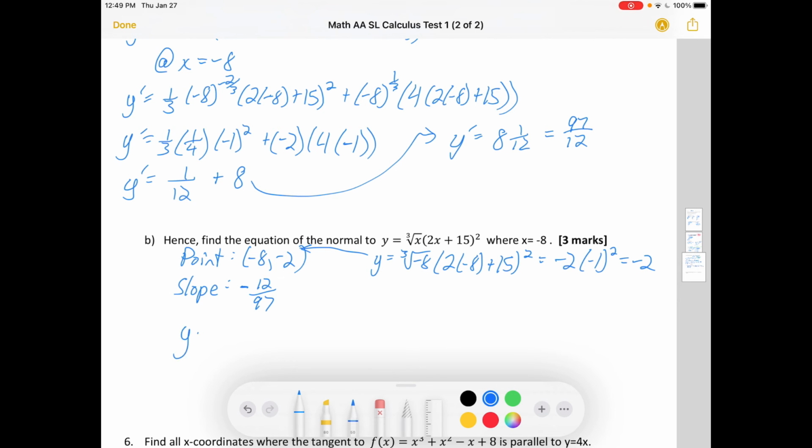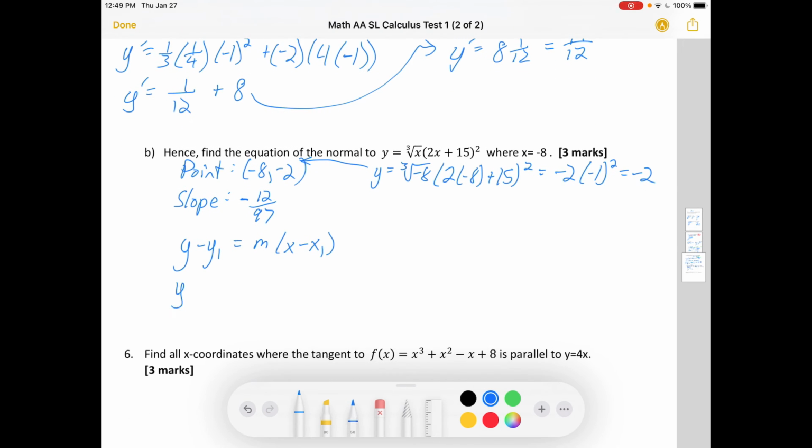Okay. Now we're ready for point slope formula. y minus y1 equals m times x minus x1. And so that'll be y minus -2, so that's y plus 2, equals -12 over 97 by x minus -8. Okay, so that would be x plus 8. And so we get y plus 2. You've got full marks at this point. It doesn't specify the form.